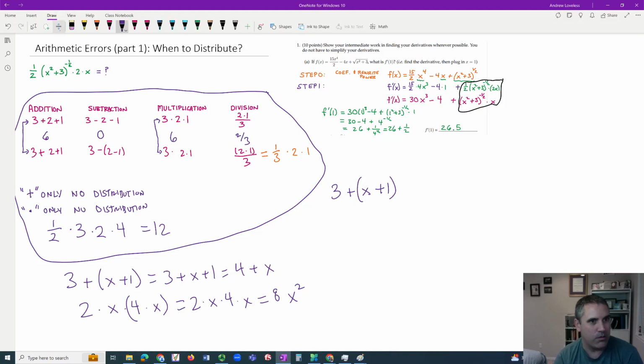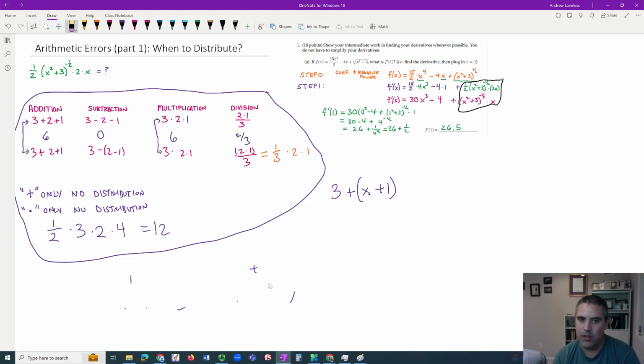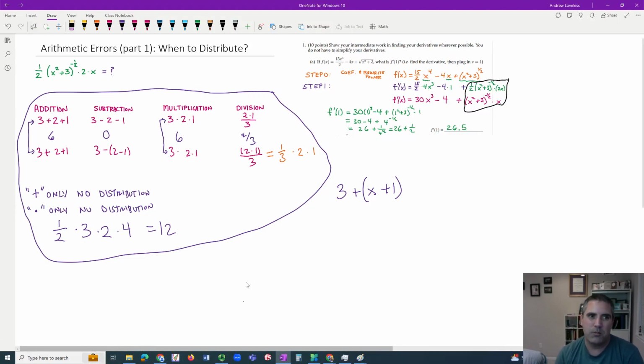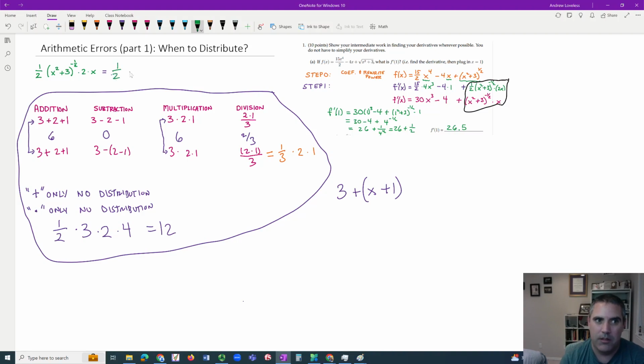So do we ever distribute? Very rarely is the point of this story. You almost never distribute. That should be your mentality. Your mentality shouldn't be, I see parentheses, I distribute. Your mentality should be, I am going to almost never distribute. This goes back to this original problem, which is I just rearranged my multiplication. I had 1/2 times this mess. Let's just for a moment call this mess times 2 times x.